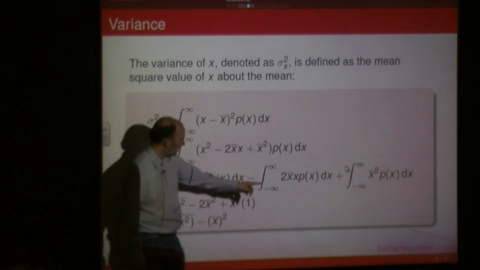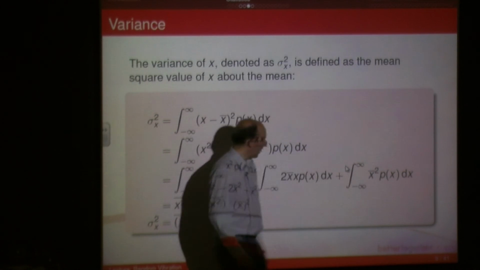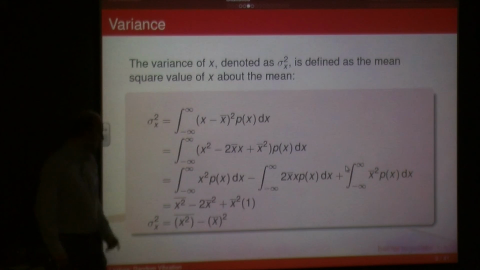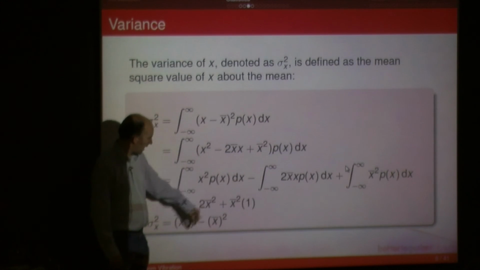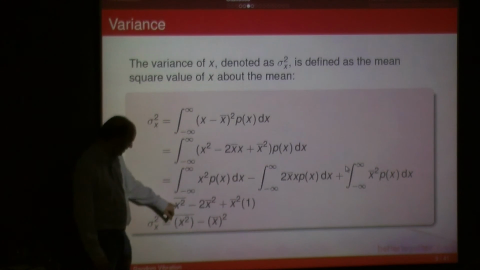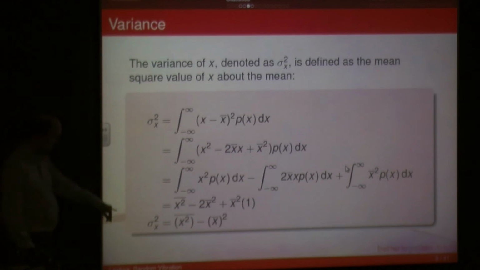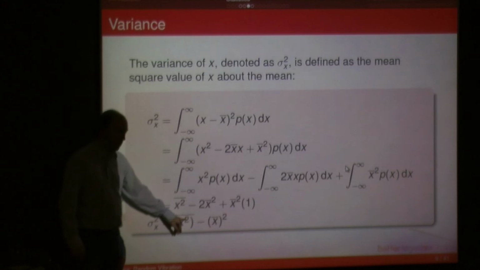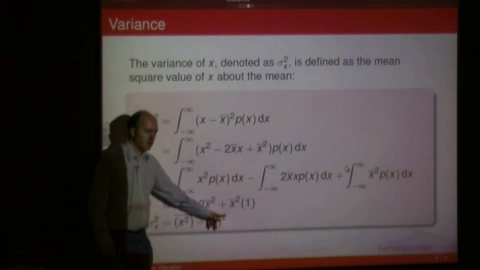Like I said, this is a constant. So it's constant times 1, because the integral of p of x is 1, so that's where this comes from. Here I get 2 x bar squared, and here I get x squared bar. And so the variance is known as the mean square, which is this one here, minus the mean squared.